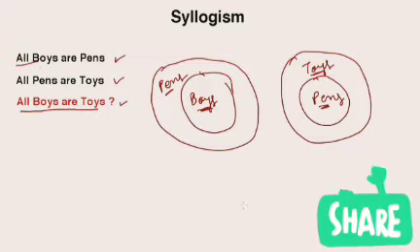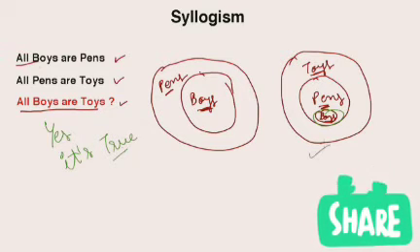So we can combine this. So boys is here, a smaller circle inside the pens. So it's like this. The boys is here. So all boys, this smaller circle, that boys is a part of the bigger circle, toys. So yes, it's true. All boys are toys. So let's do some difficult questions that will be asked in the real exams.